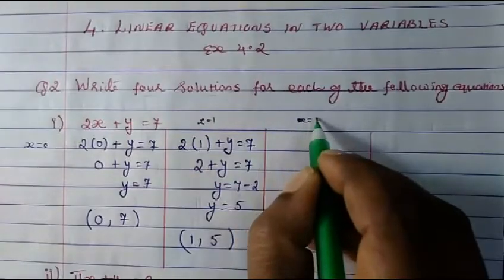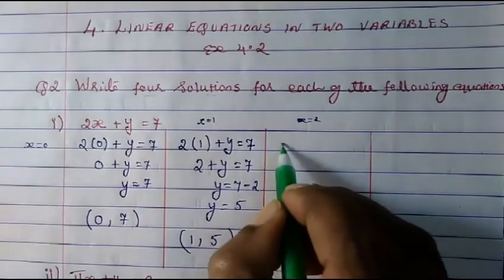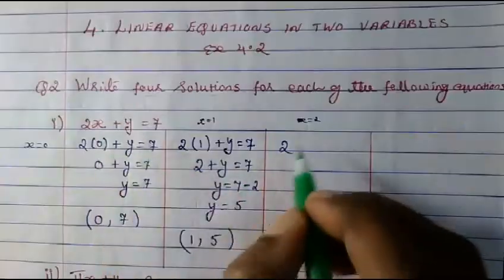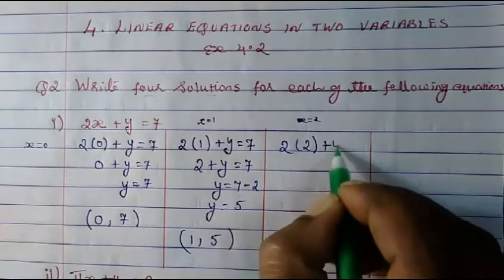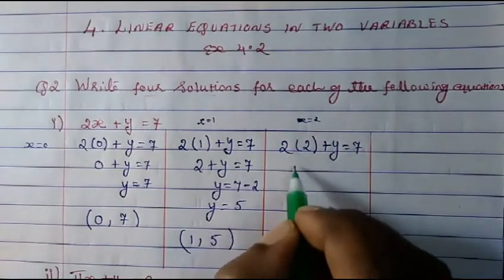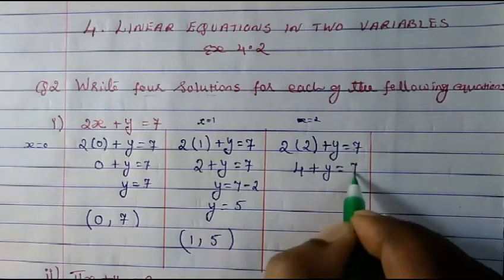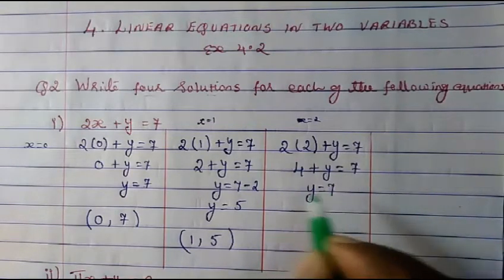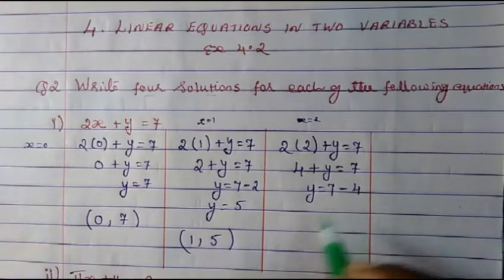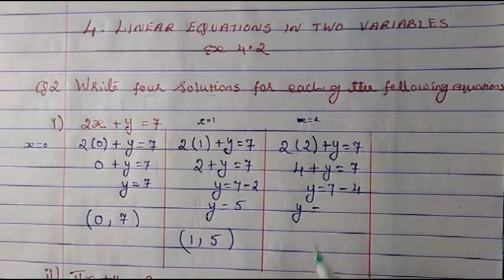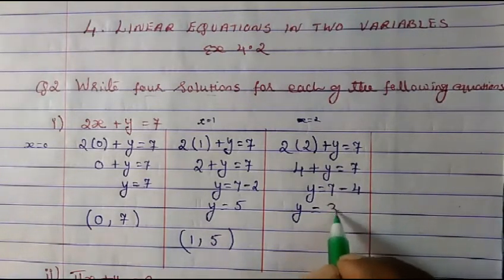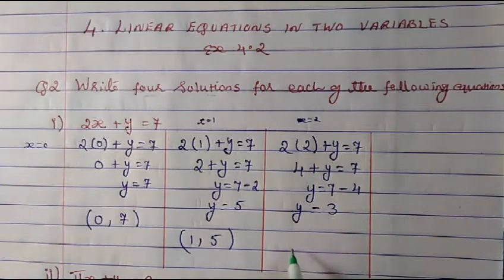So third, let me take x as 2. Then in the place of x I will write 2, plus y equal to 7. So 2 2's are 4, plus y equal to 7. So y equals 7, this plus 4 goes to the other side, becomes minus. So y equal to 7 minus 4 will give me 3. So that means my third solution is x value I have taken 2 and y value I got 3. This is my third solution.